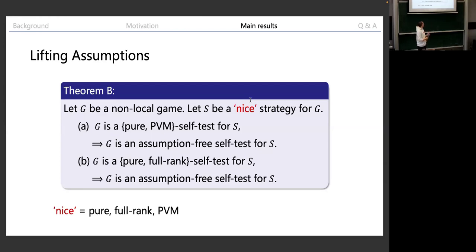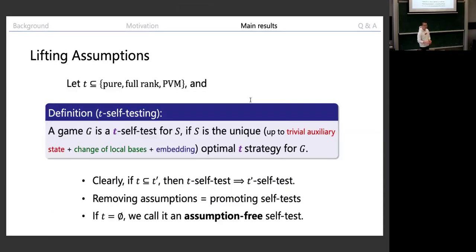In part B, we show a similar thing: if G is a pure full rank self-test, then it's also an assumption-free self-test. Sorry, the definition of pure PVM or pure full rank, I have it here for the strategies, but not for the game. Yes, it's the assumption that we made for the strategy, and that's the definition for T self-test. So basically, if in our proof we assume that the strategy employed by the players is pure, then we show the uniqueness, but we can only say that this is a pure self-test, not an assumption-free self-test. So that's the point.